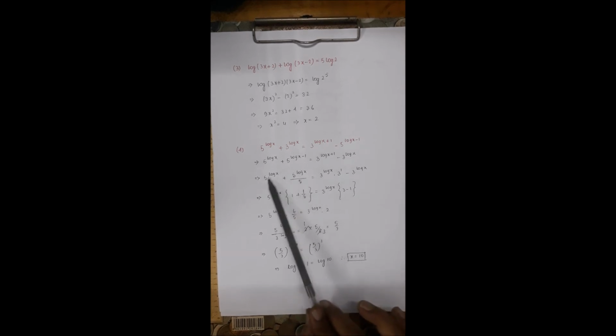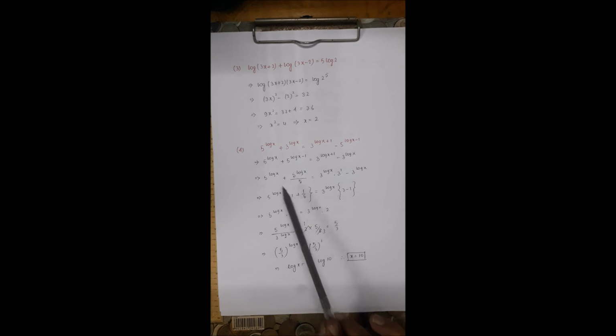From these two terms, we are taking 5 raised to log x as common. So we will get 1 plus 1 by 5. From this side, we are taking 3 raised to log x as common. So we will get 3 minus 1. Now if you simplify, you will get 5 to the power log x into 1 plus 1 by 5, that is 6 by 5, equals 3 raised to log x into 2.